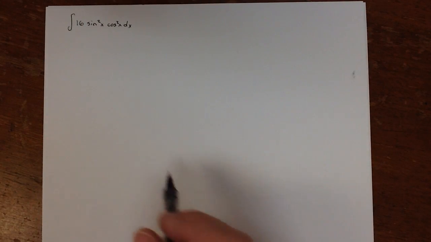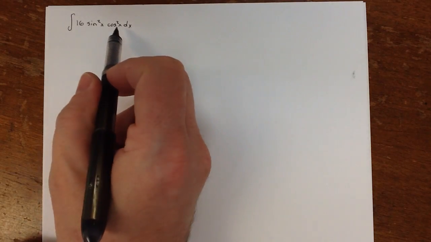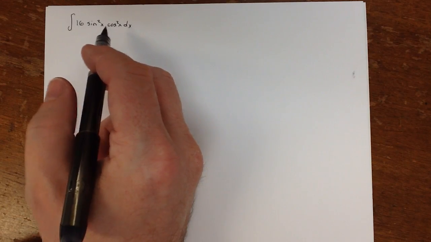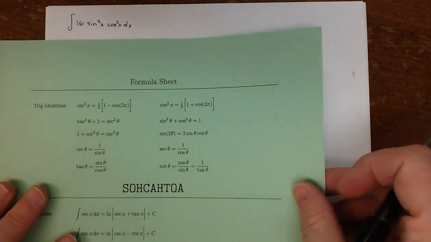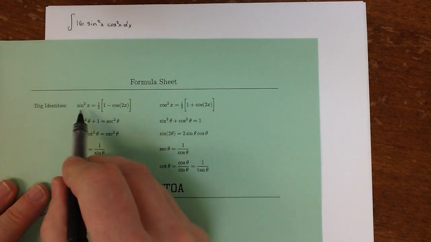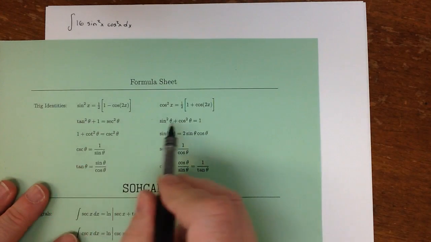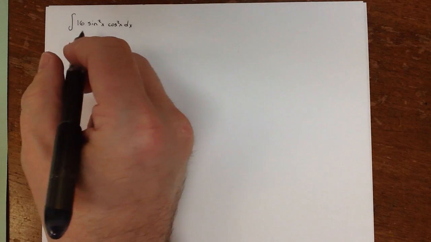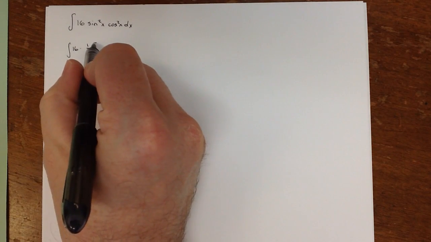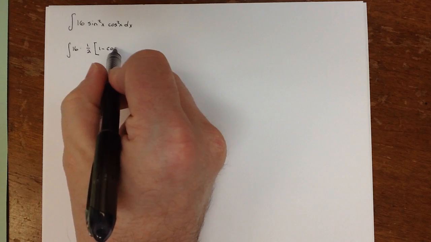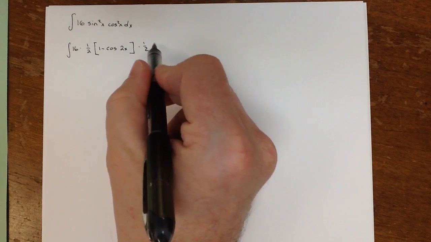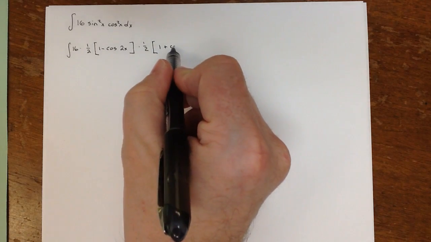To evaluate this integral, we've got sine squared and cosine squared. Since both of those are even, what we need to do is use the double angle formulas, which are here on the formula sheet. We've got this formula for sine squared and this one for cosine squared. So I'm going to rewrite this as the integral of 16 times sine squared is replaced with 1/2 times 1 minus cosine 2x. Cosine squared is replaced with 1/2 times 1 plus cosine 2x.